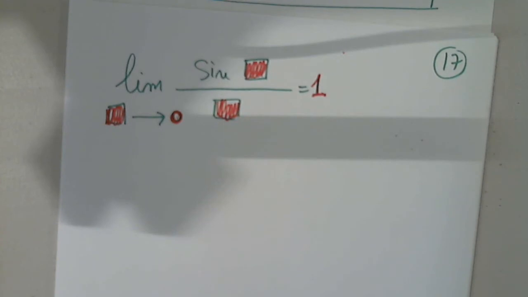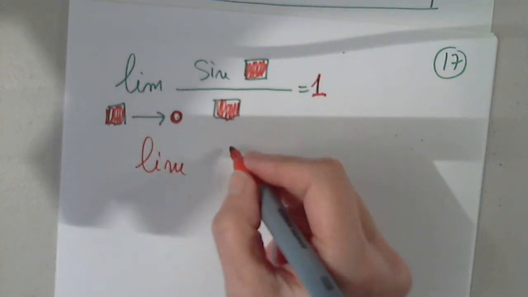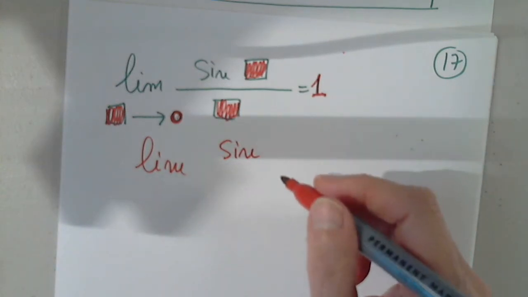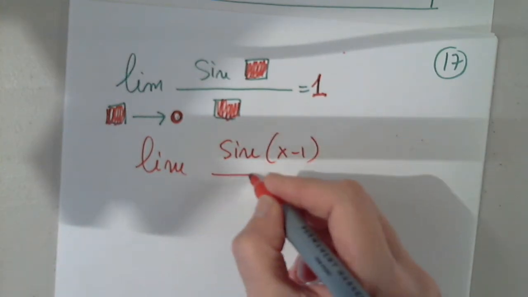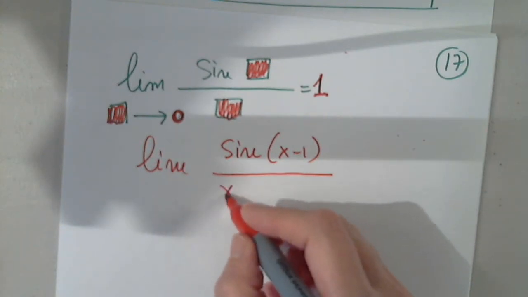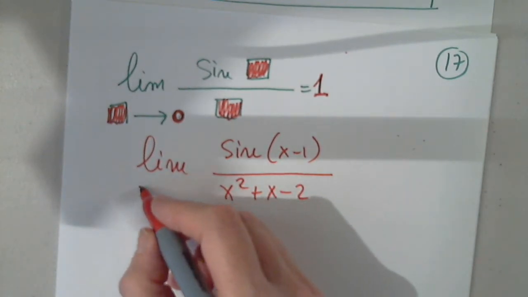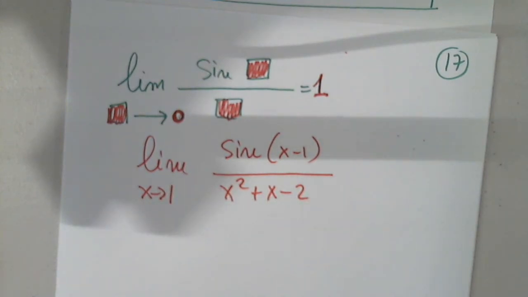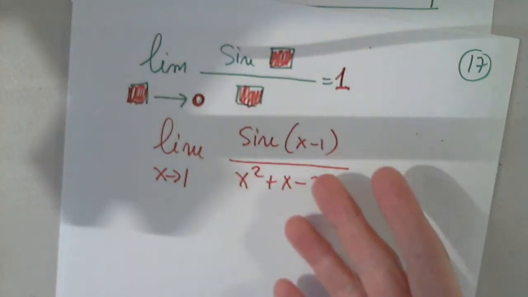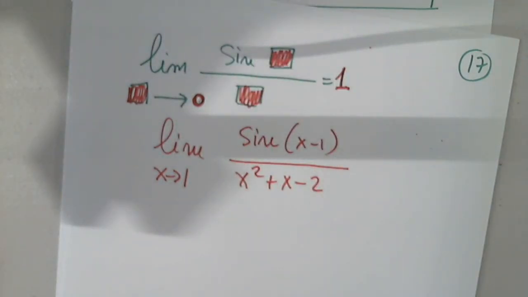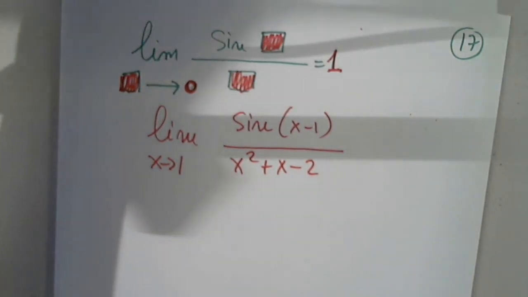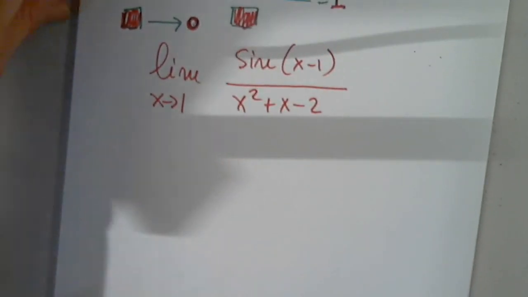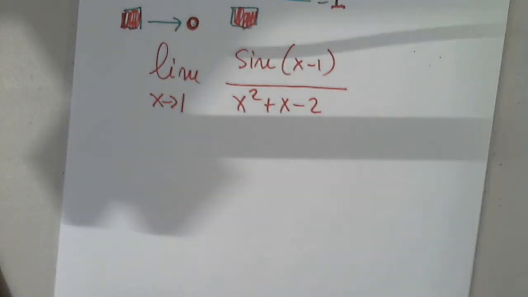So I want to give an example. Here's the limit of sine x minus 1 divided by x squared plus x minus 2 when x approaches 1. And normally you will say, what is this? What are you talking about? How is this connected to that? I don't see it. And then I would have to say, you're right. At this stage, it does not seem to be connected. These do not seem to be connected.